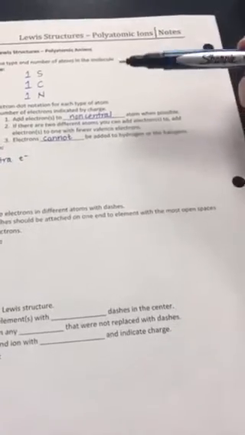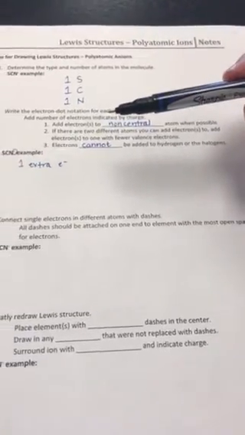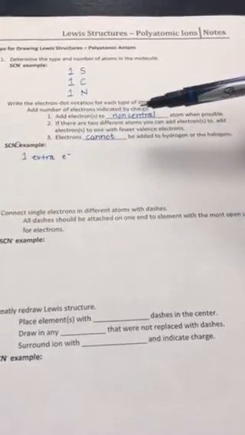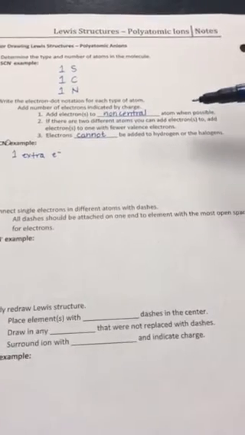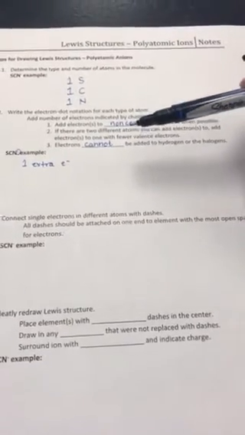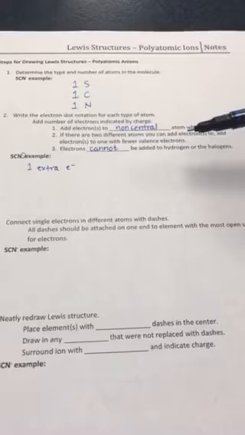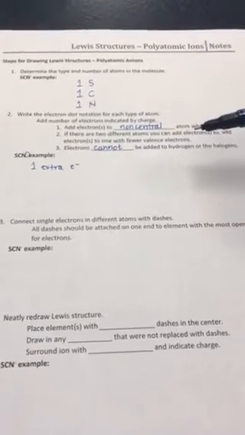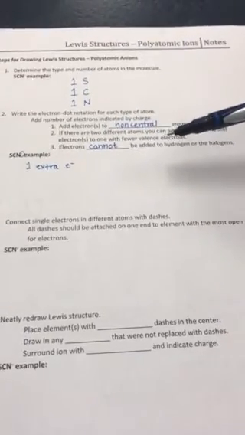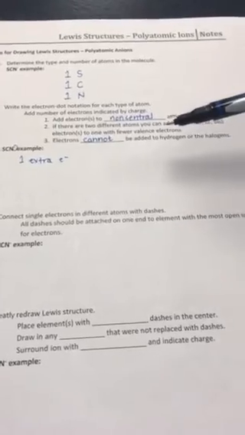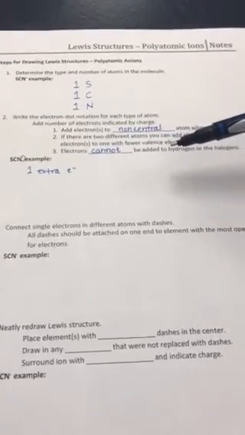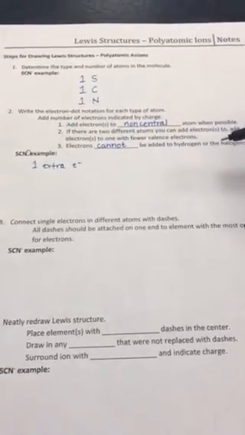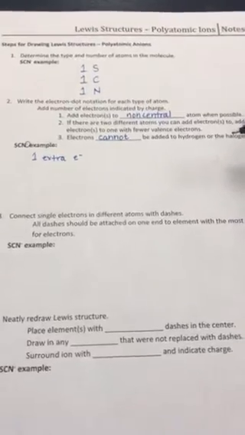And so we need to account for that when we do our dot structures. And here's how we know where to add our electrons. When it's a negative ion, we try to add electrons to the non-central atom when we can. If there's two different atoms that we could possibly add electrons to, we do it to the one with fewer valence electrons. And remember that electrons cannot be added to hydrogen, and we also don't add them to halogens either in this case.